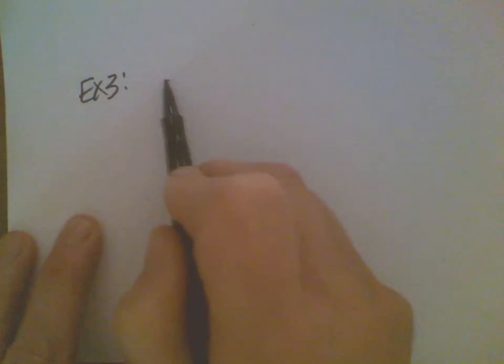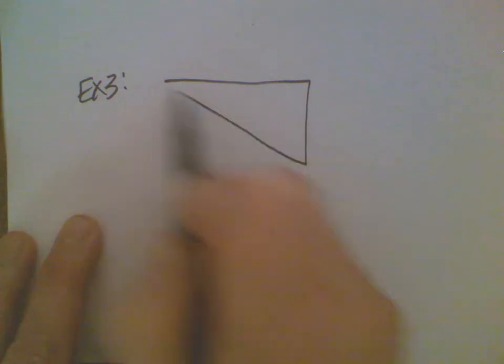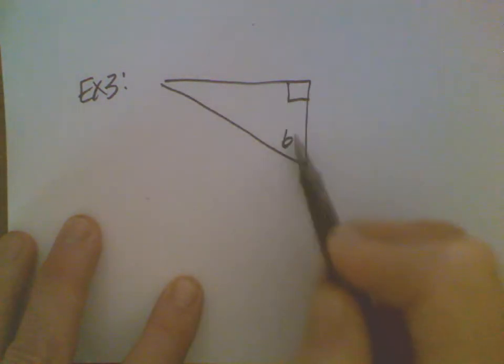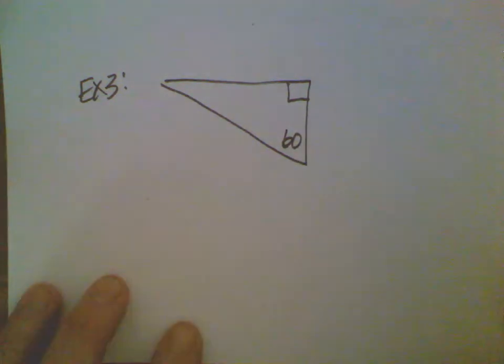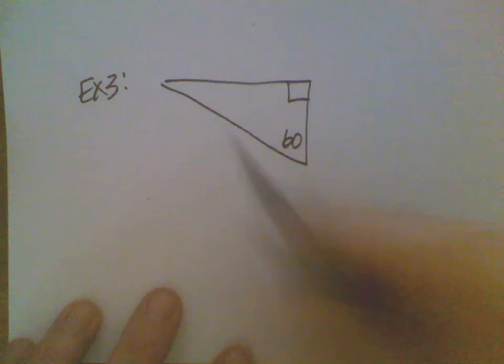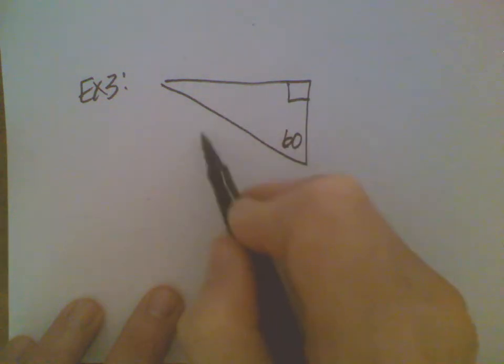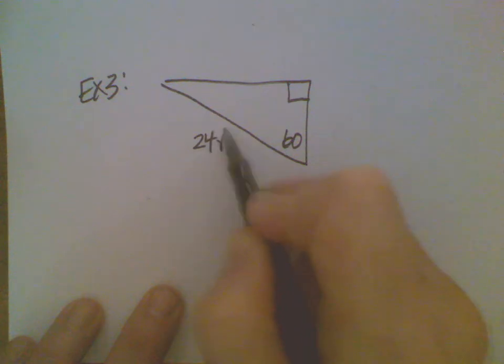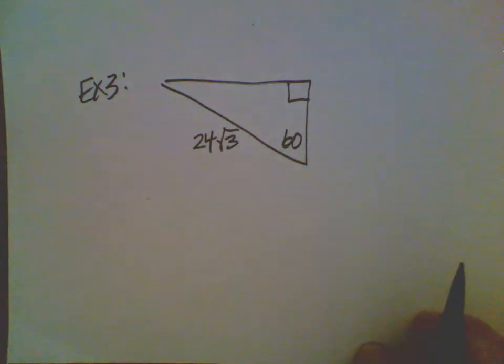So last example, example 3, given the hypotenuse. Let's make my triangle a little bit different again. Let's say I'm given only that one. I'm going to be given the hypotenuse today, and I'm going to do something a little bit different. Let's make that one 24 times the square root of 3.